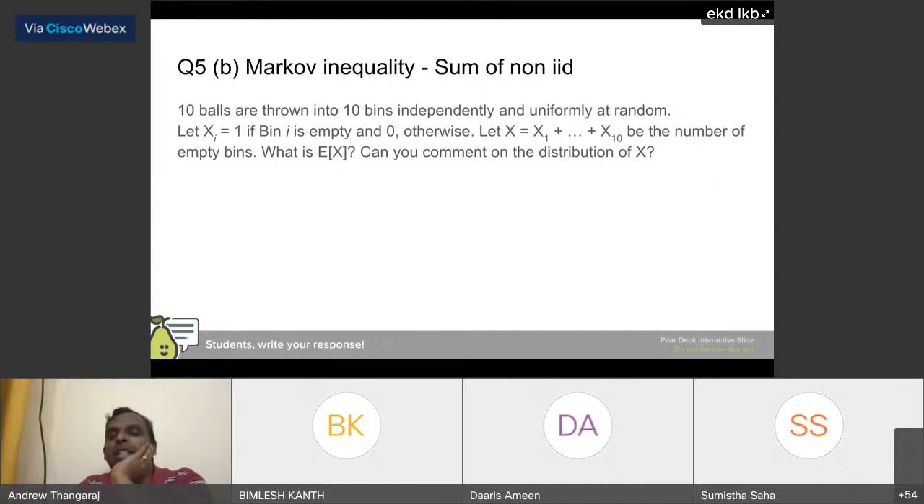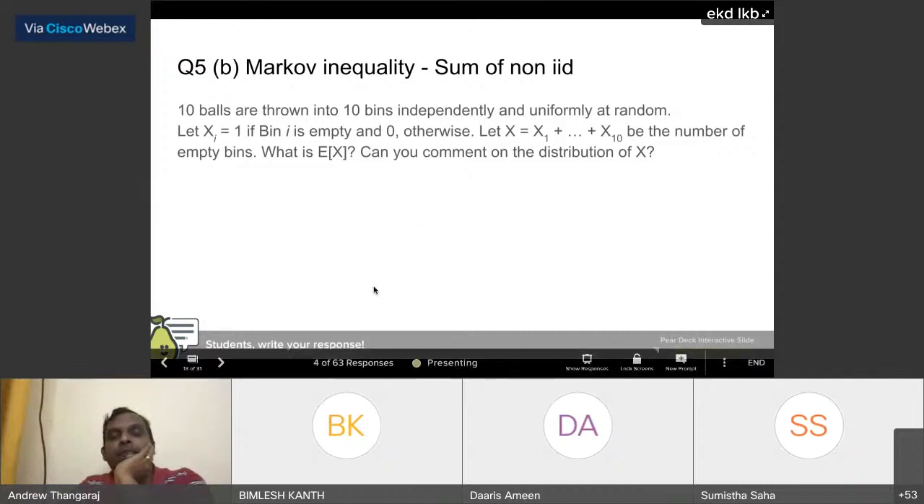It turns out distribution of x is a big pain to compute. These xi's are identical, but they are not independent. They are dependent in some sense. So it's a bit more painful to find expected value. Okay, so let me leave it at that.